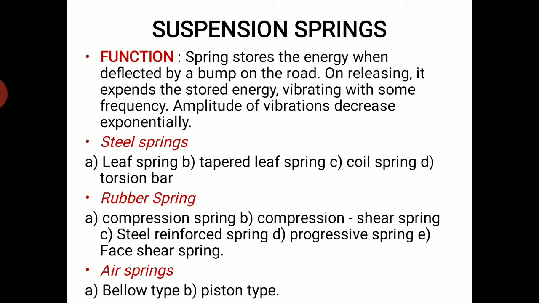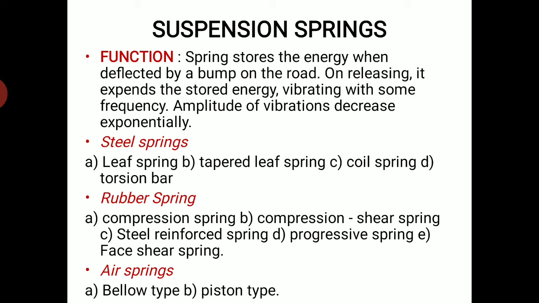On releasing, it extends, giving back the stored energy and vibrating with some frequency. The amplitude of vibration decreases exponentially. There are different types of springs. One is called steel springs. In steel springs again, there are leaf spring, tapered leaf spring, coil spring, and torsion bar. These are called steel springs because they are made of the material called steel.